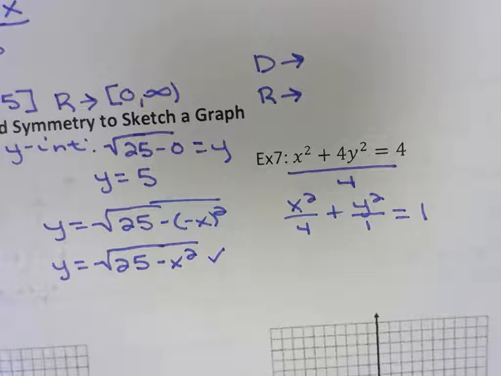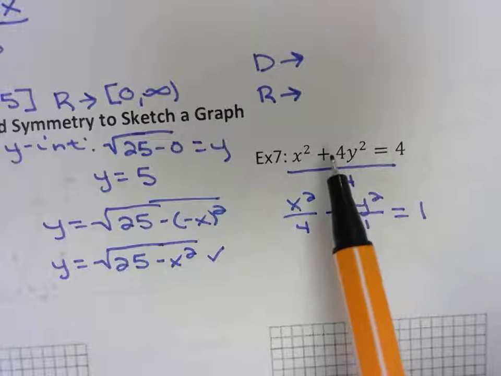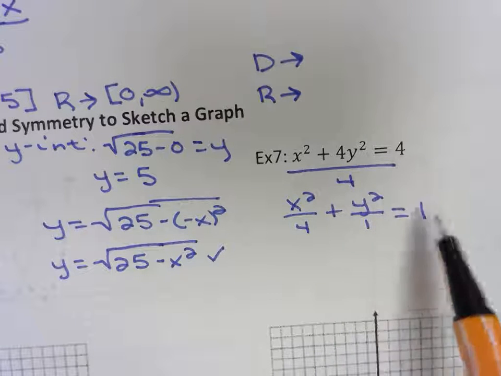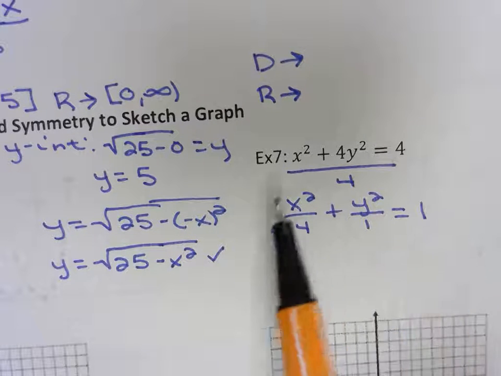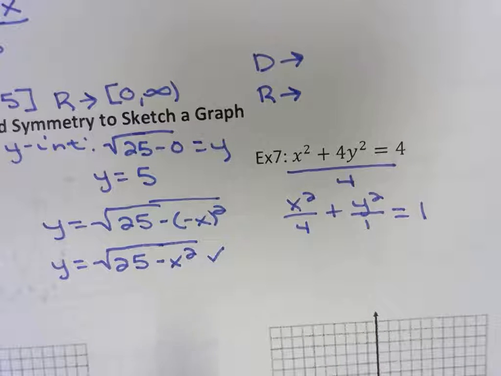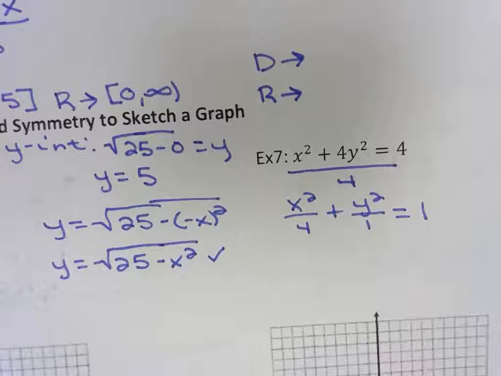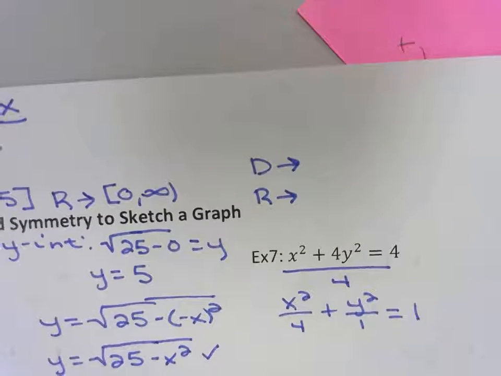But if I look at this, I see x and y are both squares, so I'm thinking circle. But then I have a 4 out front of the y squared, so I'm thinking it's maybe not a circle. So I got it equal to 1, and I kind of get it in an ellipse form. Okay, so maybe this is an ellipse. Let's go ahead and check my x and y intercepts.